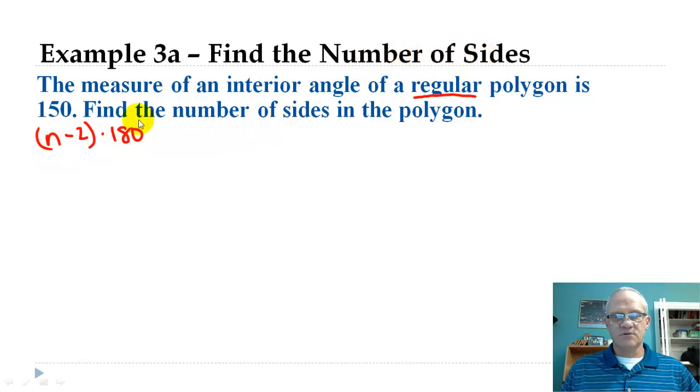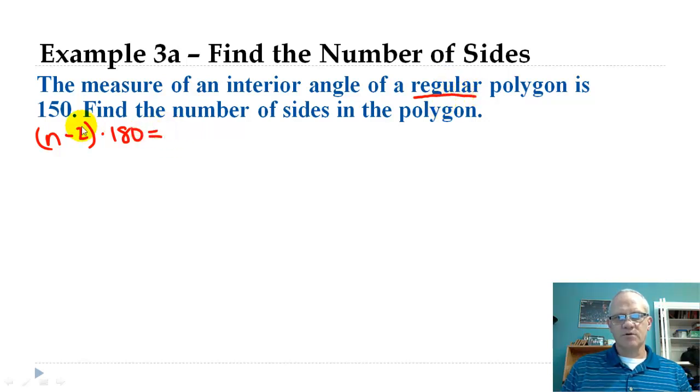The number of sides. Whatever n is, if I take it minus 2 and multiply by 180, that's going to give me the total number of degrees. In order to solve for this, somehow I have to make this equal to something. What's another way I could come up with the total number of degrees in this regular polygon? If there are 150 degrees for each angle, and they're all the same, what could I do?